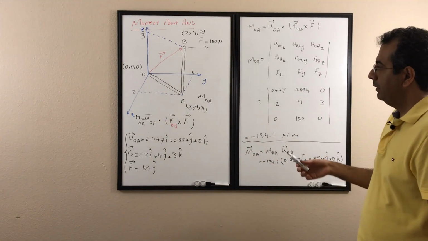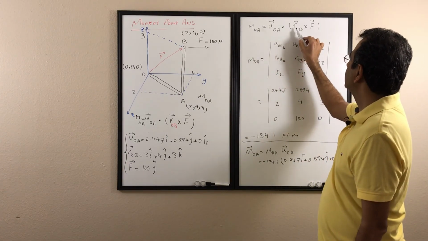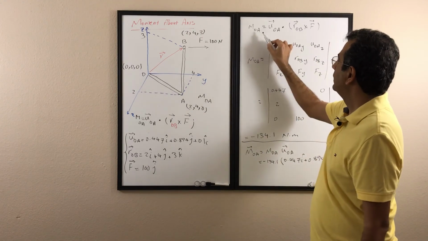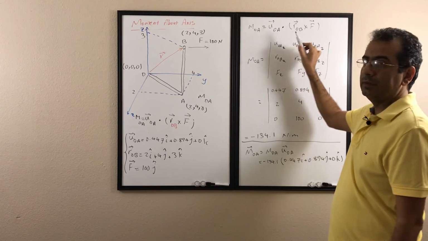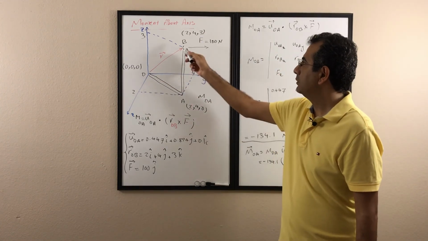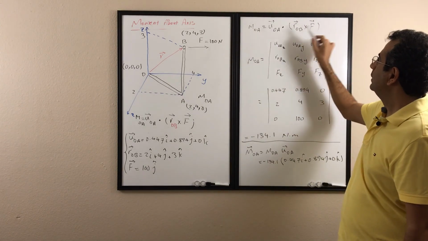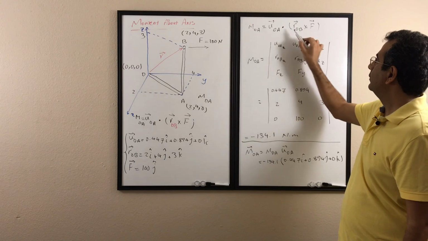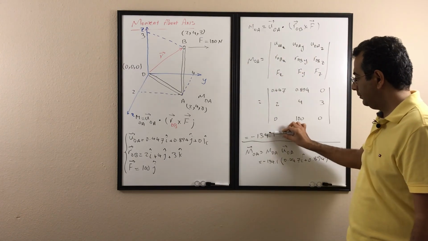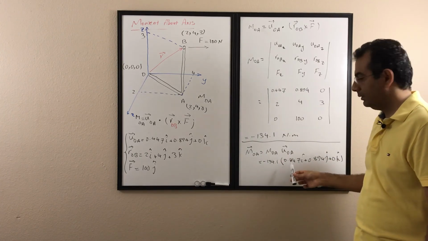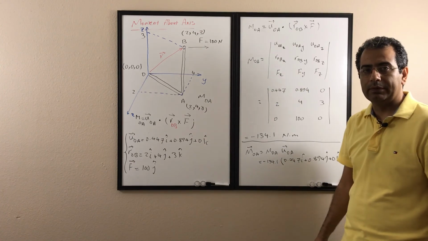So very quickly, when we want to find the moment about an axis, we need to find the unit vector along the axis. Then find the position vector that goes from any point on the axis to any point on the line of action of the force, and the force. After we find these three vectors, we put them in this determinant, calculate the magnitude, and then we can calculate the vector of the moment about that axis.